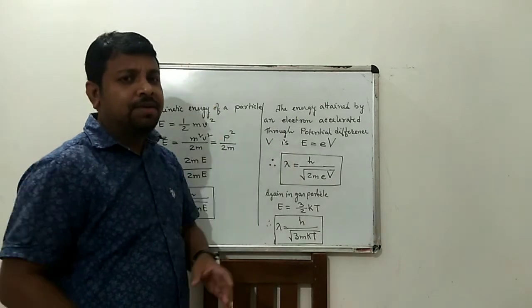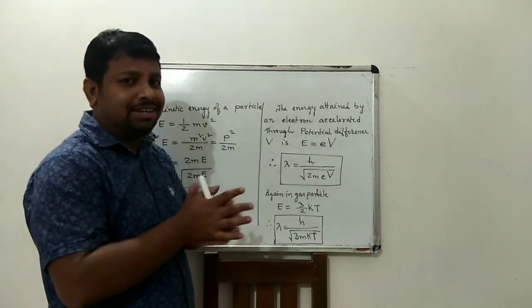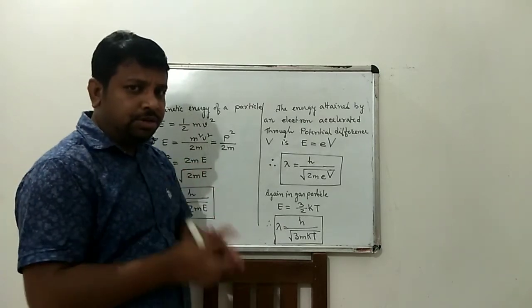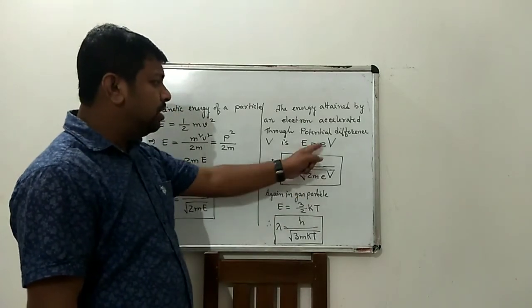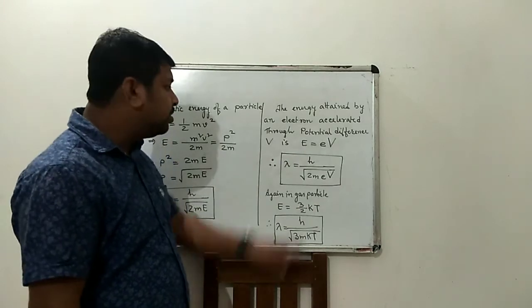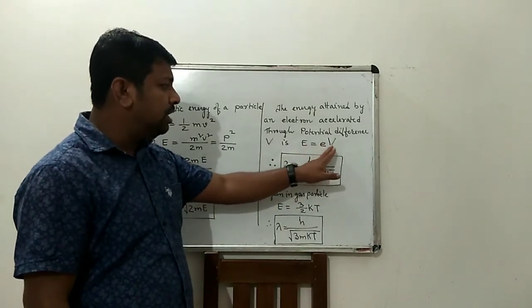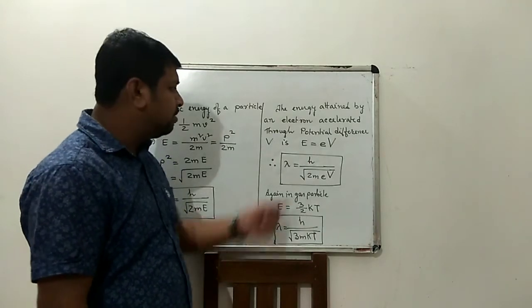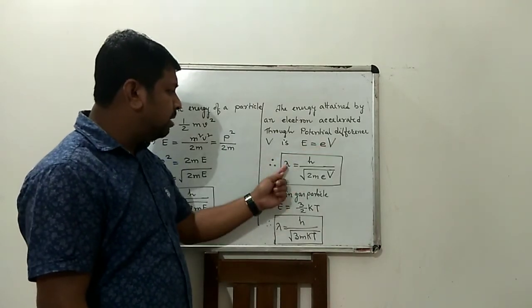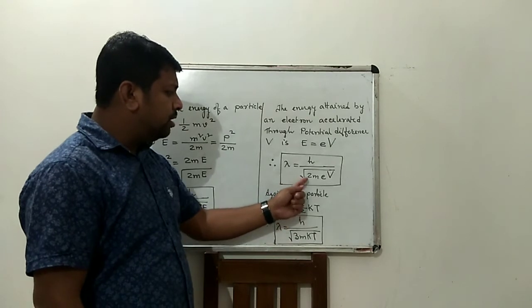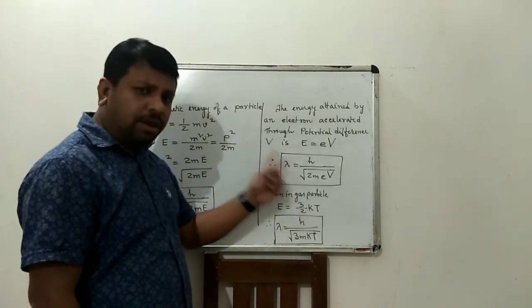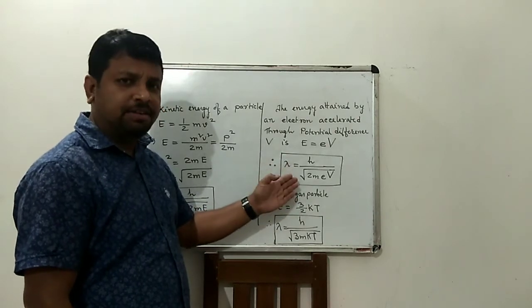When an electron is accelerated through V potential difference, it will gain energy. So that energy is equal to, actually we know E equal to qV, so here E equal to small e into V, that means here q means electron charge itself. Then lambda equal to h by root over twice m e V. So this is the de Broglie wavelength in terms of potential difference.